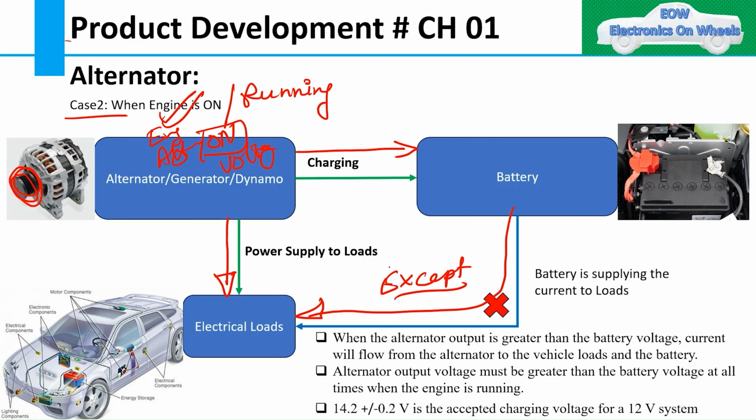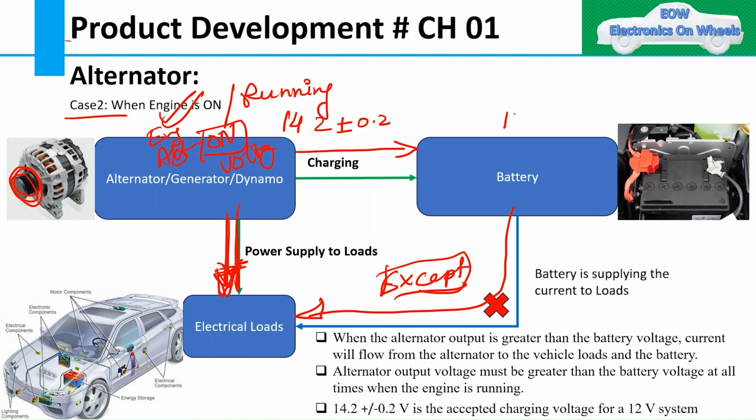except for some deviations. Suppose some of the functions are very critical, and we have given them a connection directly from the battery, then it can provide. But always the alternator is providing supply to the electrical loads. This is the basic function, and it will always work when the alternator output is greater than the battery voltage. So the alternator voltage would be 14.2 plus minus 0.2.